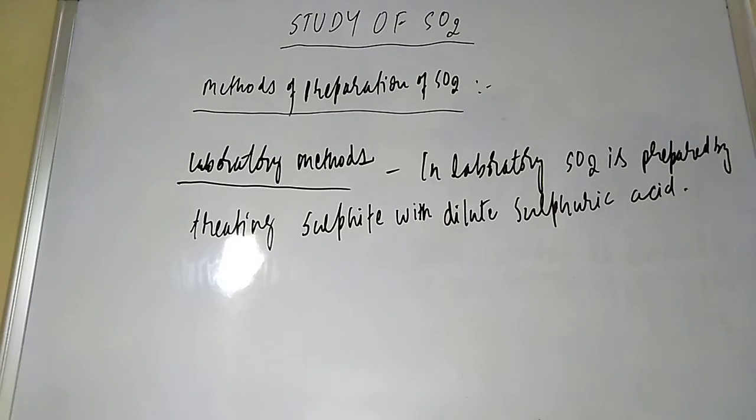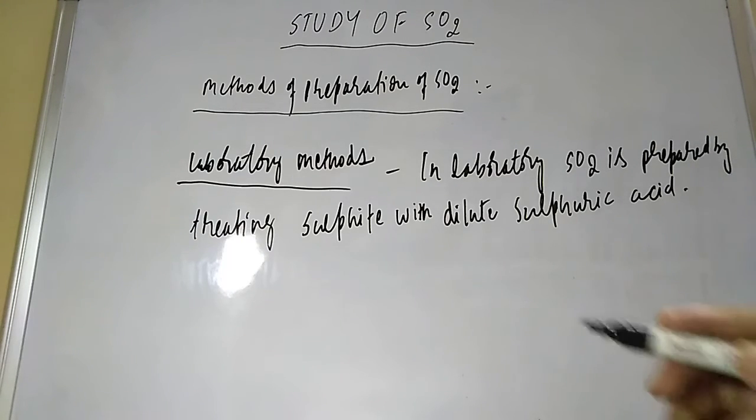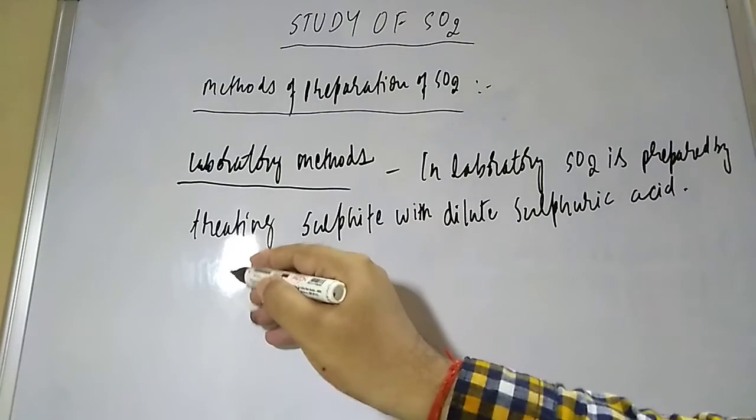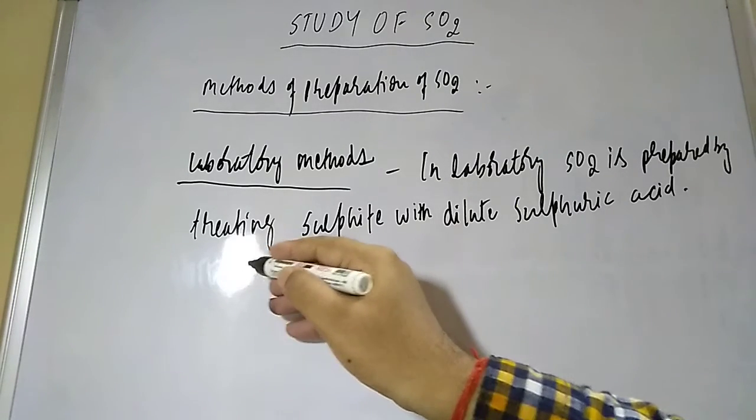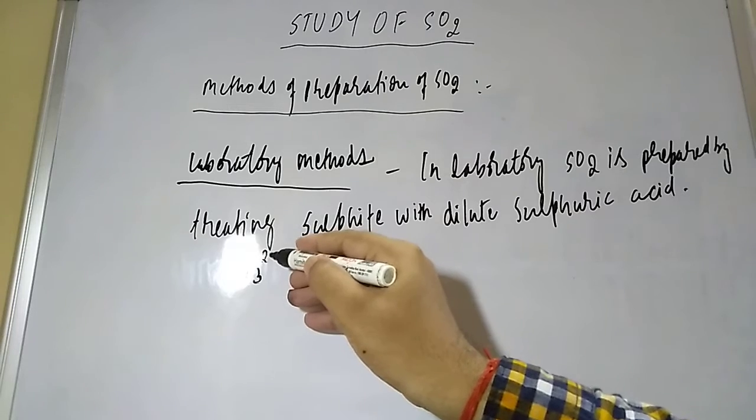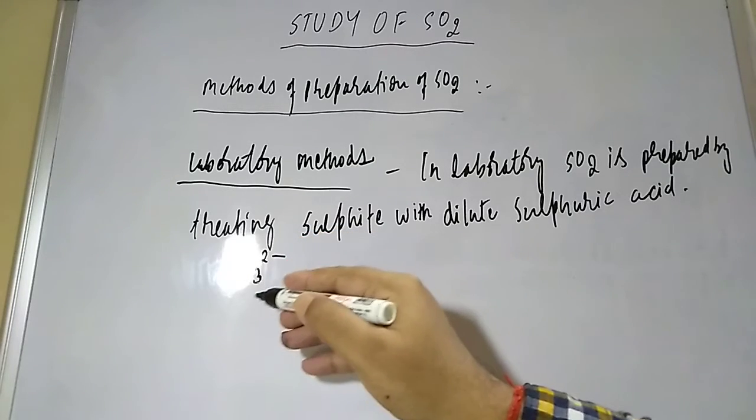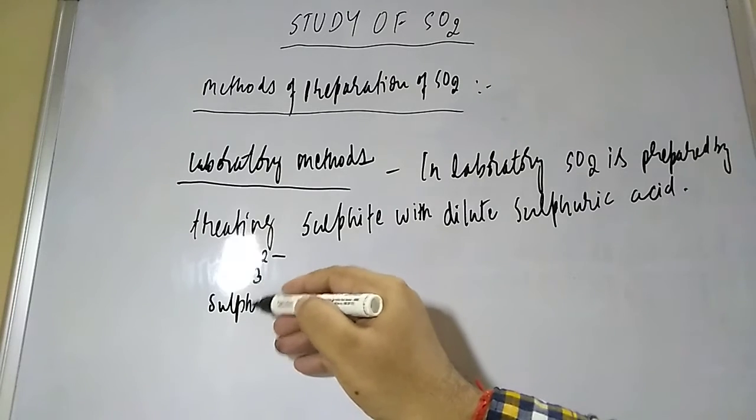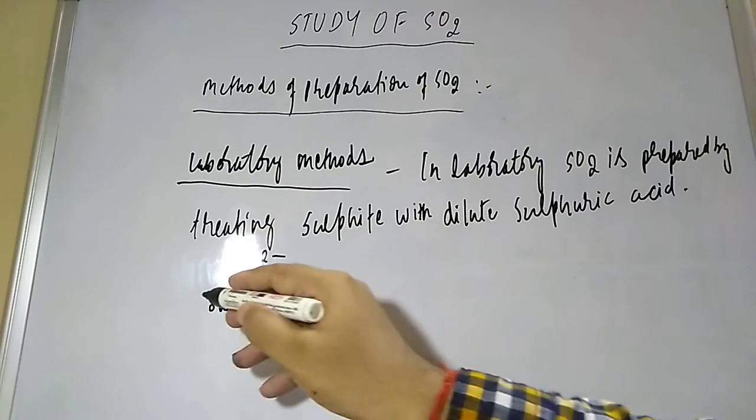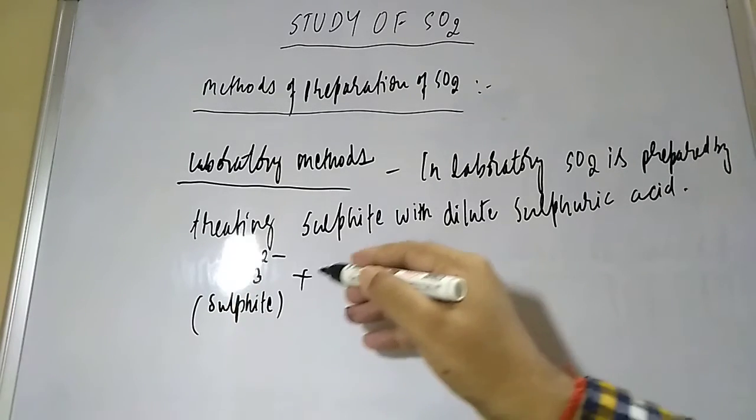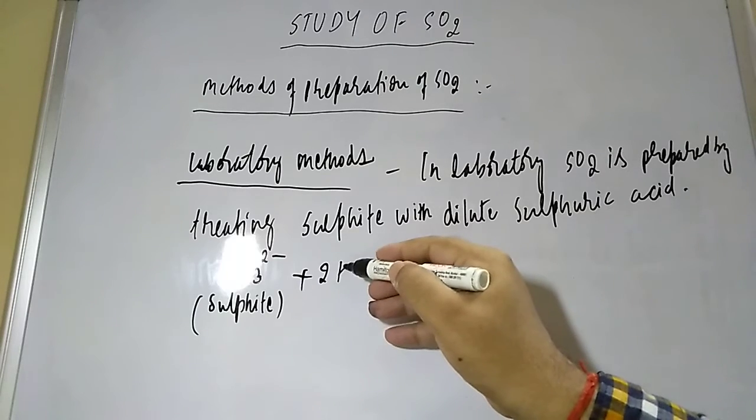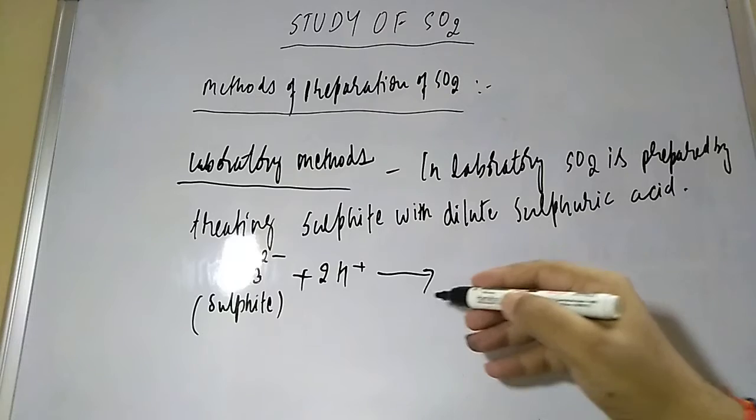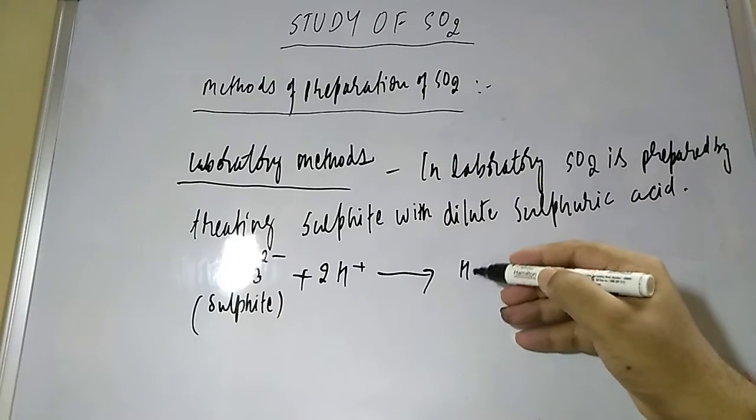Suppose sulfite means what? SO3 2 minus. If SO4 2 minus is sulfate, then sulfite has a lesser number of oxygen. When you treat it with sulfuric acid, which is a dibasic acid, we take 2H plus, and so what will it give, students? It will give H2O.